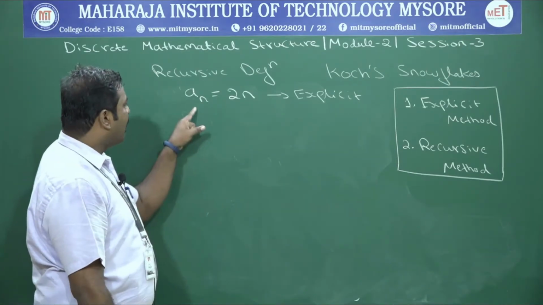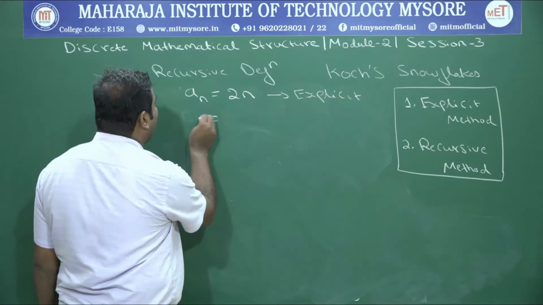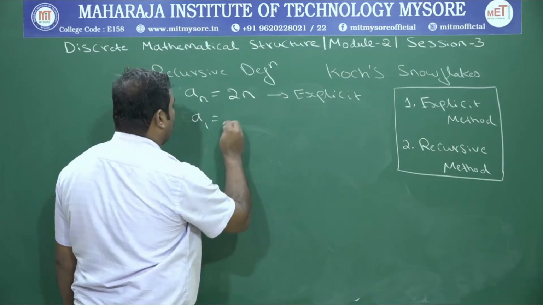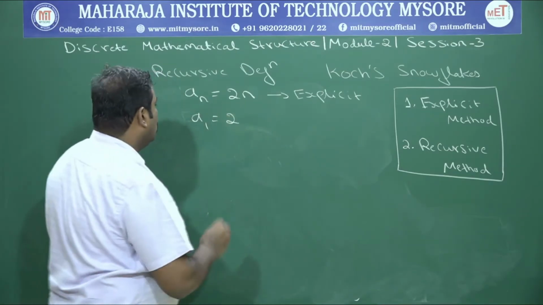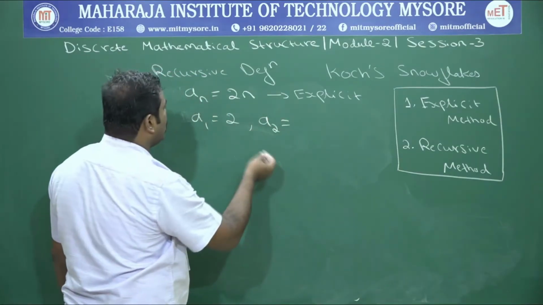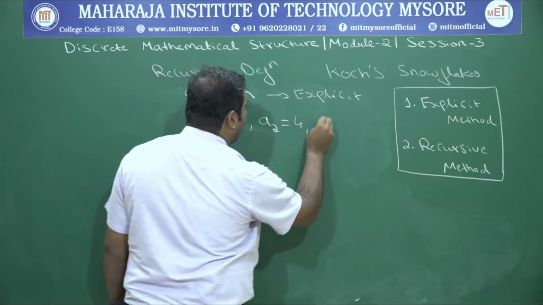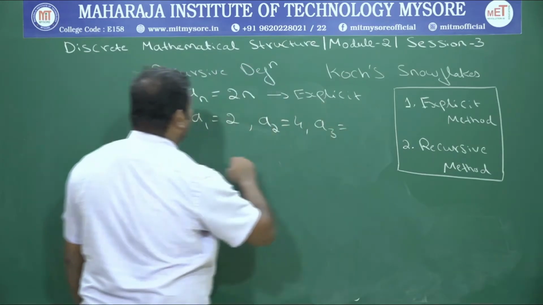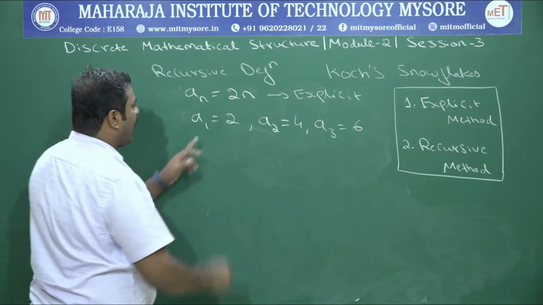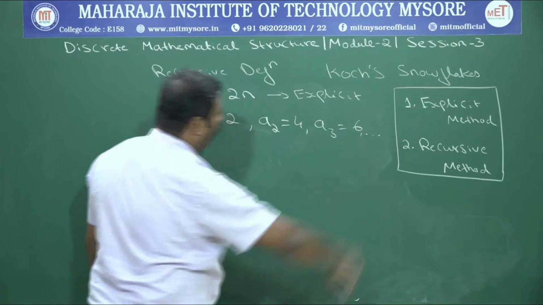So for that, now just find what a1 is going to be. So a1 is 2 into 1. This is going to be 2 for me. Now what is a2? Just compute a2. a2 is 2 and n is 2, so this is going to be 4. And a3 is 2 into 3, that's 6. Hence, I am going to end with a1 is 2, a2 is 4, a3 is 6, and so on. So it will go on.